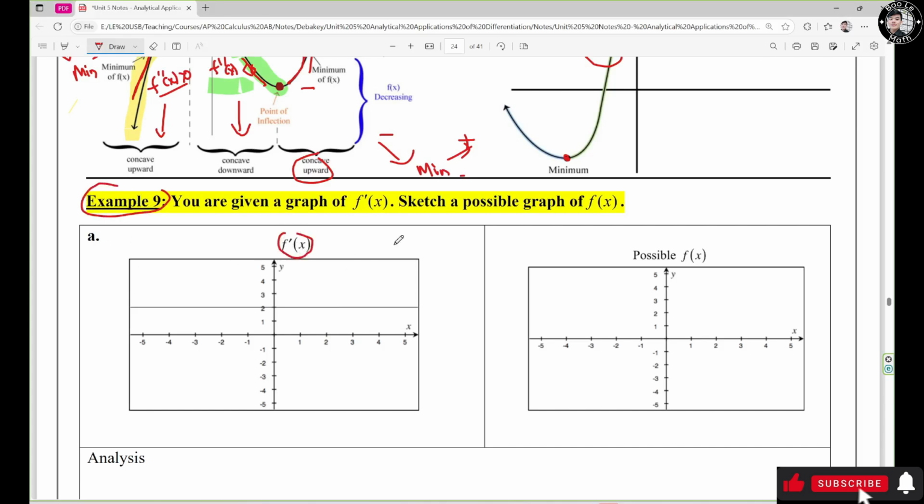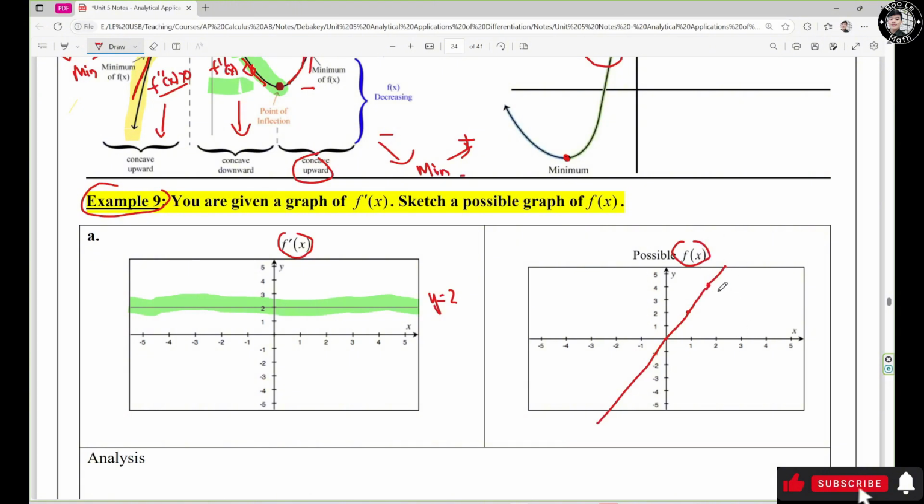Now let's look at example number 9. Given f prime of s, we need to sketch f of s. Now f prime of s is right here. This is the straight line y equals 2. It tells us that this is the slope of the function f of s. The slope of the function f of s is 2, so we just find the slope right here and connect it. So this is the function f of s.